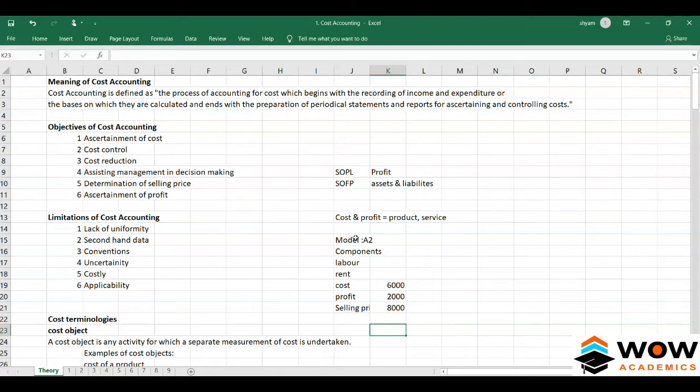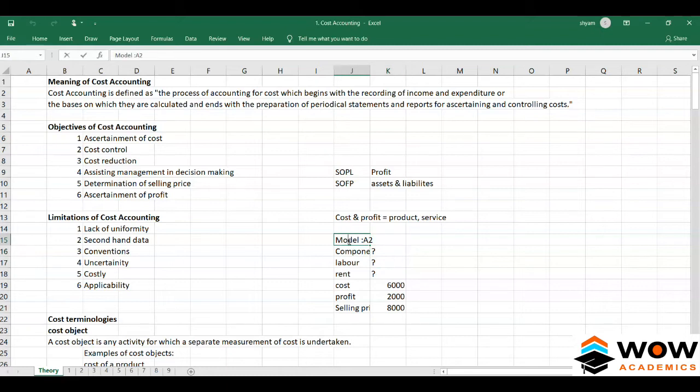So to know your selling price, you should know how much profit you want, and before that you should know what is the cost involved. So the cost involved depends upon what would be the rent that is spent per phone, what is the labor cost per phone, what is the component cost per phone. You should know all these things, okay. So this is for model A2.